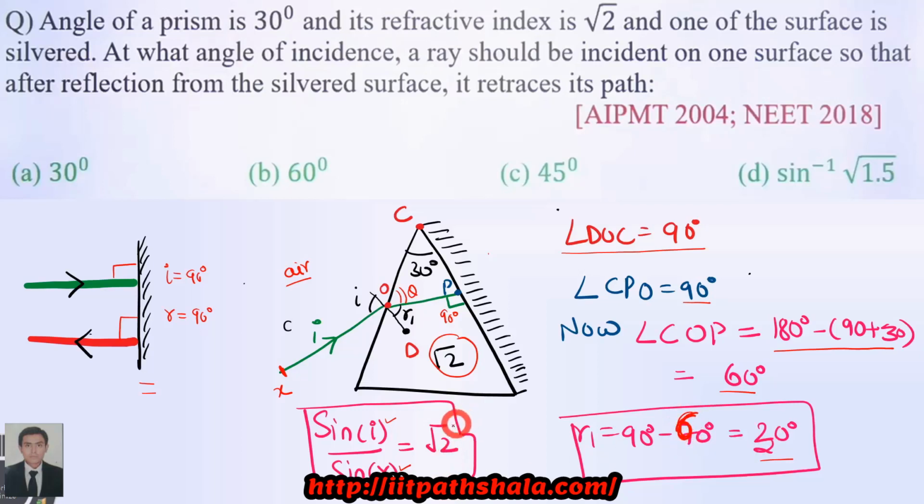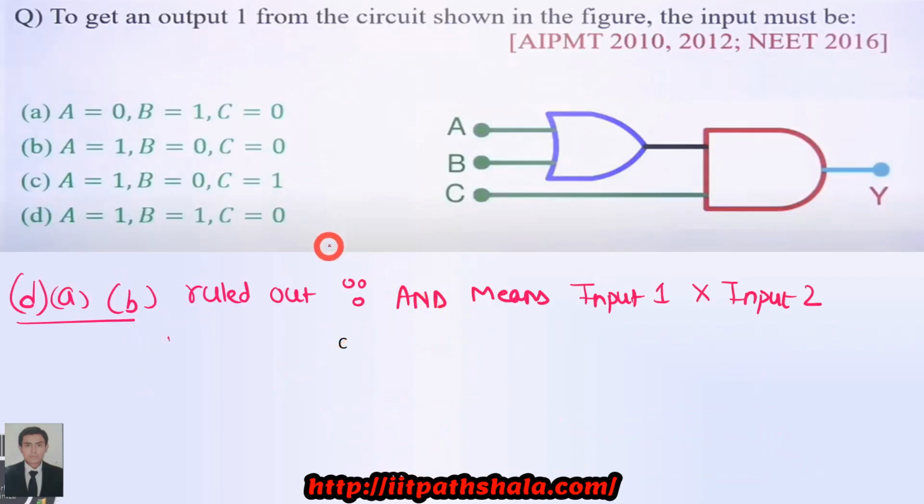Okay. Now just put the value of R1 in the following equation. You will land up with the value of I. So it is nothing but 45 degrees. Now let us move to the next question.